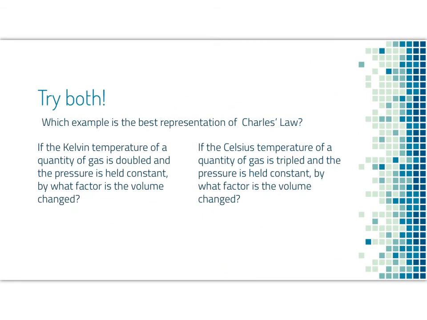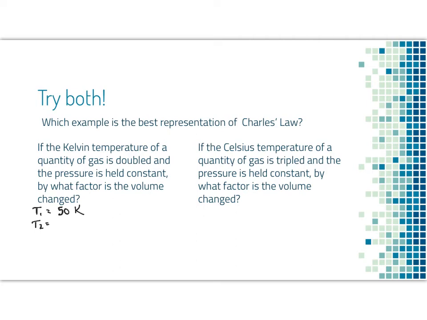All right, try both. Which example is the best representation of Charles' law? If the Kelvin temperature of a quantity of gas is doubled and the pressure is held constant, by what factor is the volume changed? So again, we have a factors question here. If the Kelvin temperature is changed, and we're doubling it, pick a number, any number. It could be 1, 5, 17, whatever number you choose for T1. I'm going to go with 50 just because.